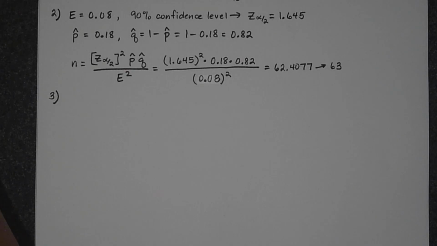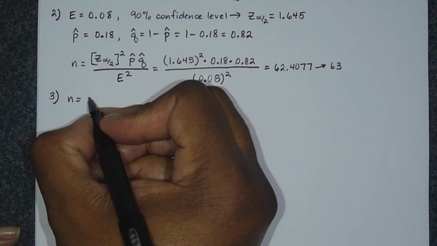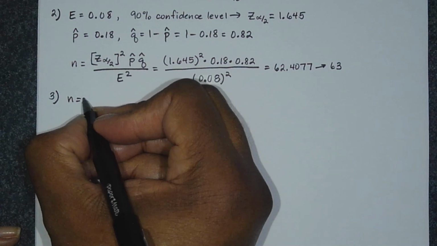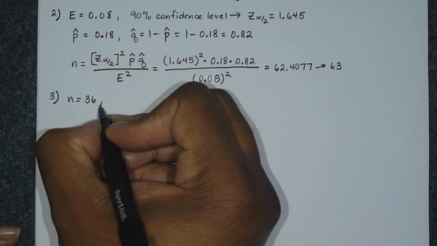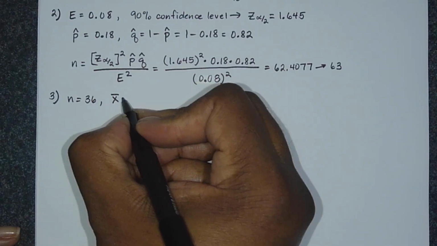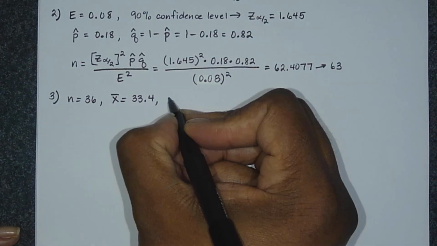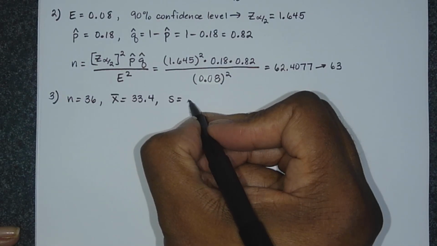So here we're going to be constructing a confidence interval estimate for a population mean, because we're given the mean and the standard deviation. We're also given a sample size of 36 customers that were selected. The sample mean, which is X bar, is 33.4. And the sample standard deviation was 11.2.